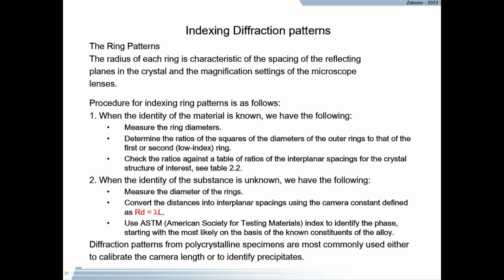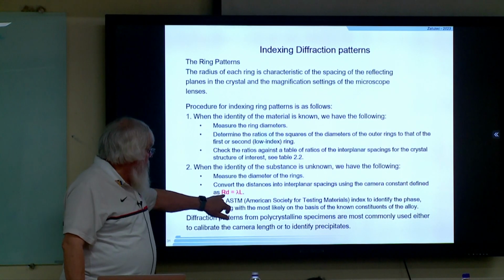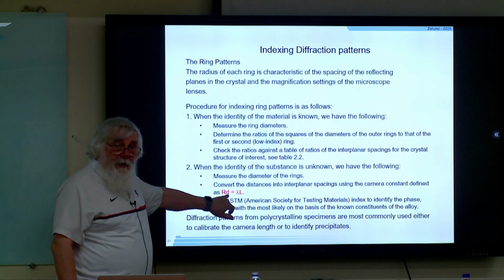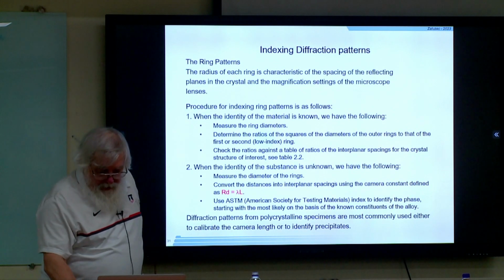So once you've calibrated it and you know the camera constant, L, you know lambda and you know R, then you automatically have D.